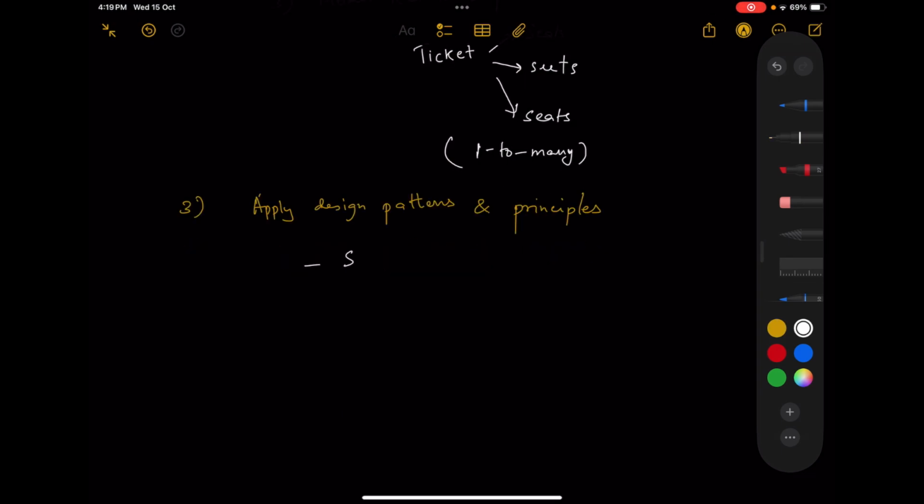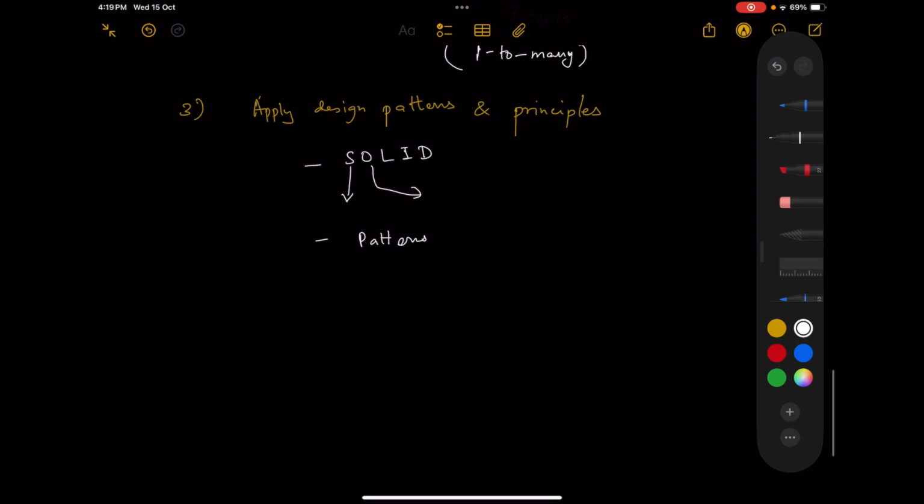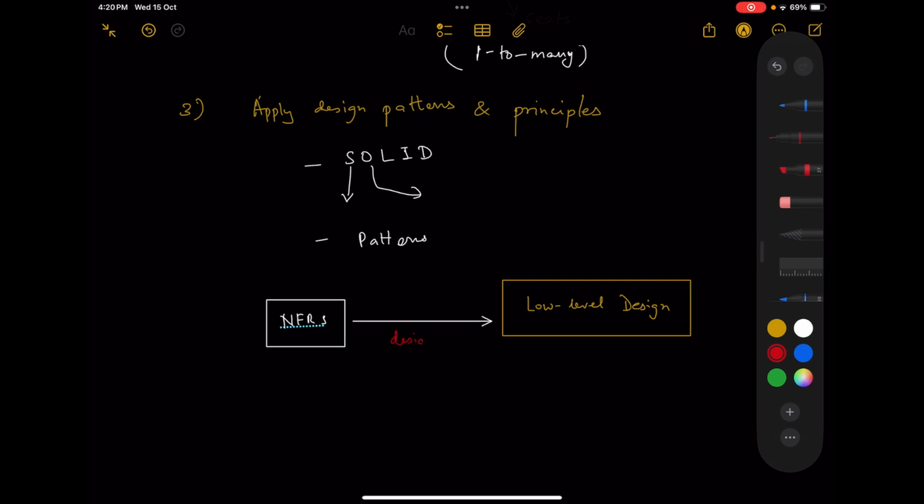In this section, we decide which SOLID principles we emphasize first. For example, single responsibility principle or open close principle. We will see all these things, and also what design patterns suit our requirements based on the entities, attributes, and the relationships. So basically, our non-functional requirements are converted into a low-level design by applying the design patterns and principles.